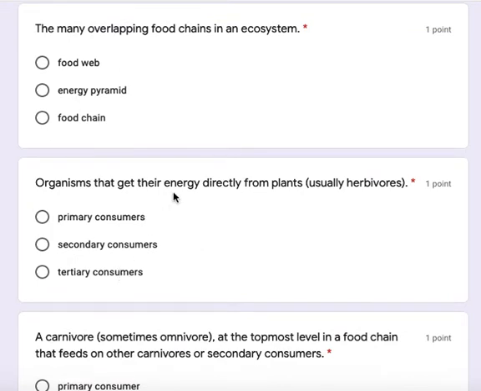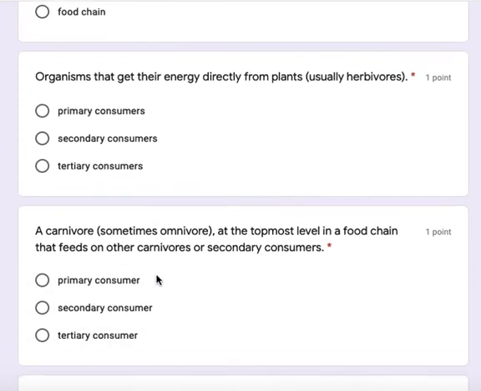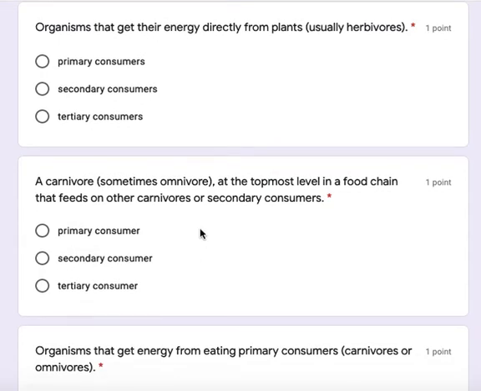Organisms that get their energy directly from plants, usually herbivores. Are they primary consumers, secondary consumers, or tertiary consumers? A carnivore, sometimes omnivore, at the topmost level in a food chain that feeds on other carnivores or secondary consumers is a primary consumer, secondary consumer, tertiary consumer.